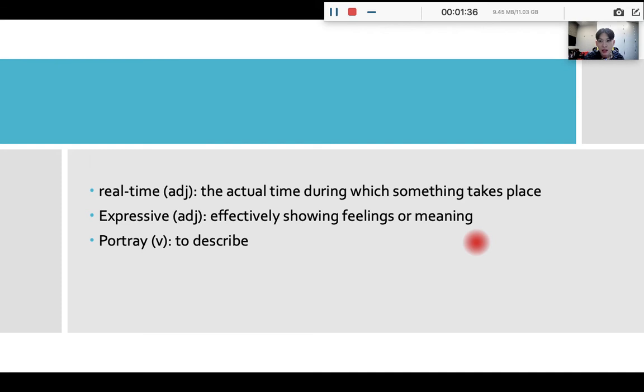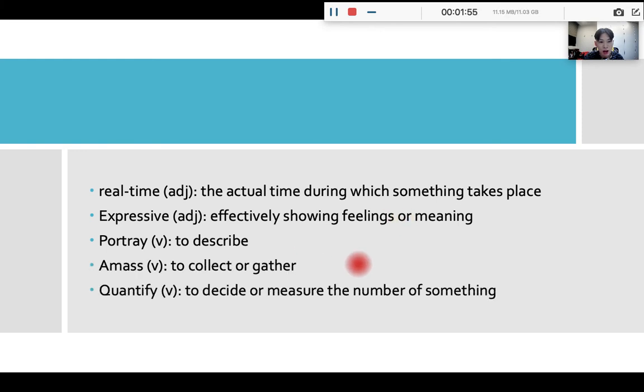So if I say our lesson is going to be in real time in August, it means we will be online together at the same time. But this is actually not the case. Expressive means effectively showing different feelings. And the next one, portray, means to describe. Amass might be a new word for most people. It means to collect or gather. And quantify means to decide or measure the number of something.